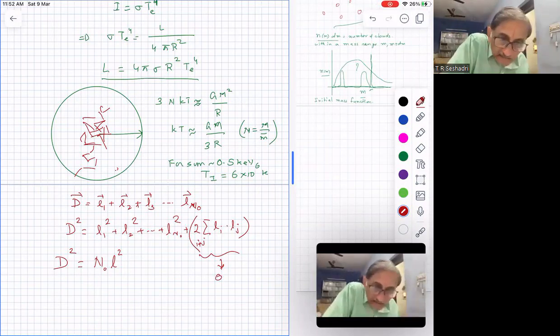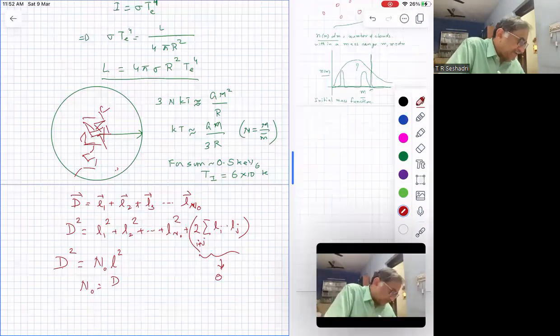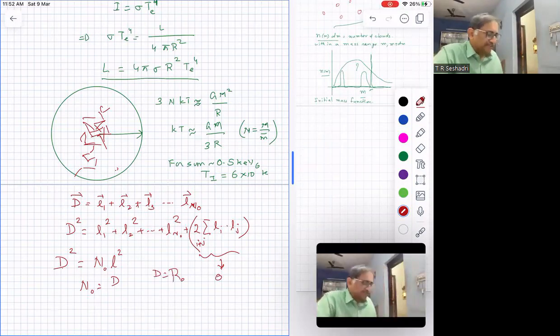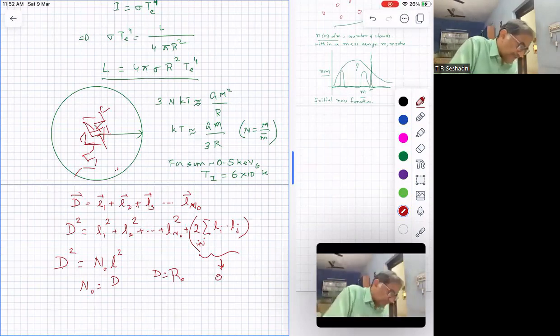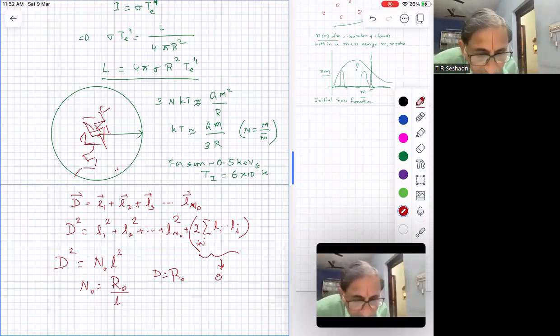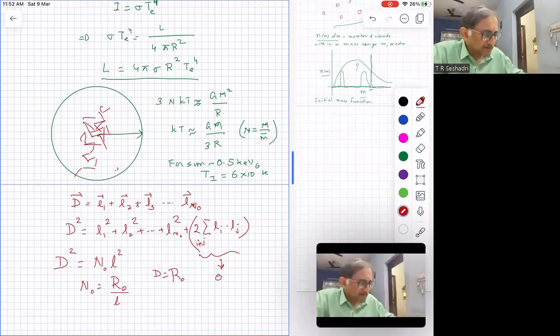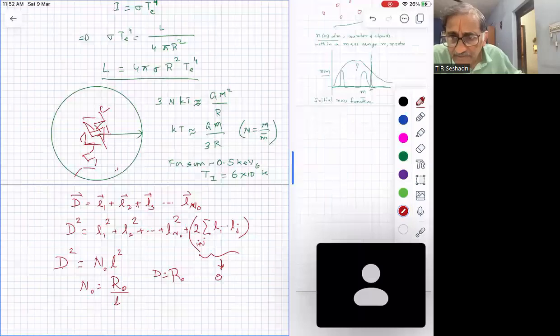And so what I have is the number of collisions, and what is D? I need D to be equal to the radius of the sun, so that the heat should come out. So my N naught is equal to the radius of the sun divided by the mean free path. Is that okay? Yes. Is it okay for everyone? Bharti, Harish, Anirudh? Yes, yes. Okay.